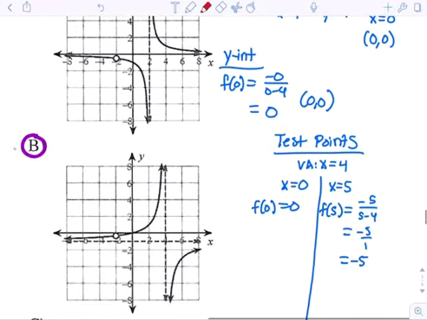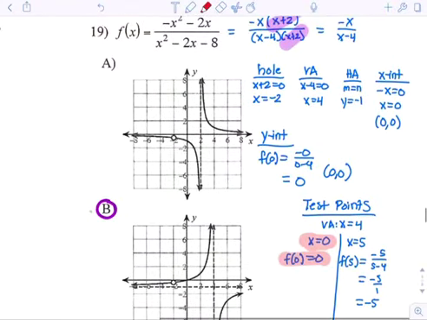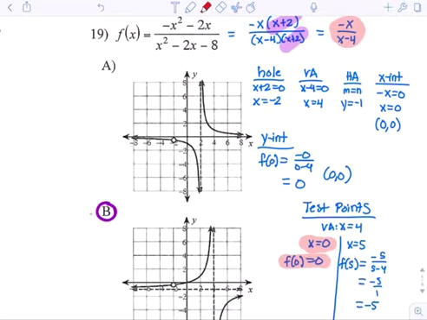And then test points. X equals 4 is your vertical asymptote, so you do a test point to the left of the vertical asymptote and one to the right. X equals 0 is a value to the left, so substitute 0 into your function, which is right here. So you know it's going to be at (0, 0). And then for a value to the right of the vertical asymptote, 5. So substitute 5 into there, and we get -5 over 5 minus 4, which is -5 over 1, which is -5.